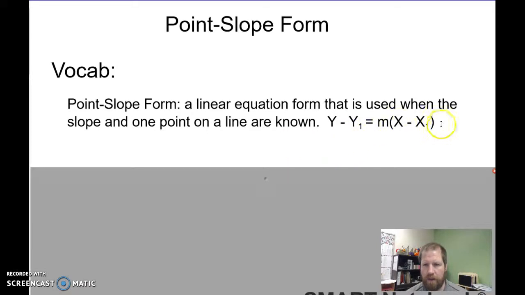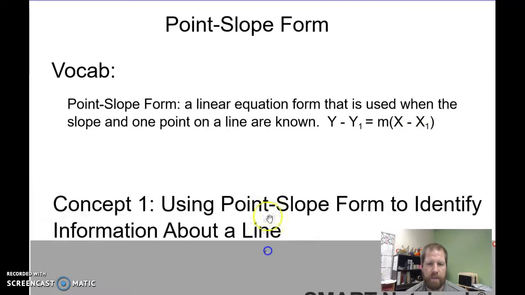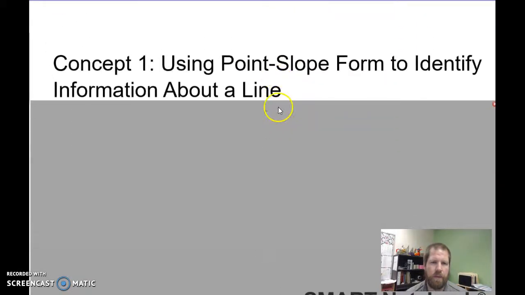Okay, this is the form it has. Y, so that's your variable, y, minus y1, which is just your y value for your point, equals m, the slope, times the variable x, minus your x value for your point. Okay, and we're going to be going over that a lot more.